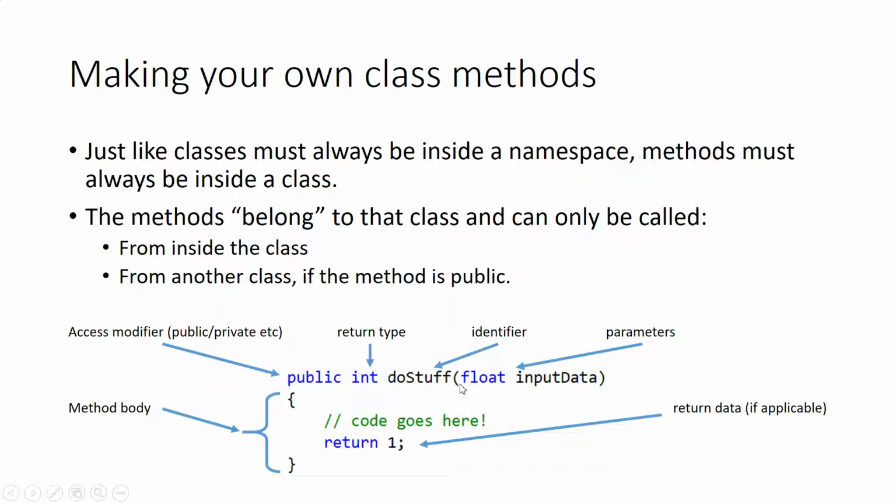And then inside parentheses, you have the parameters. It looks a bit like a declaration. You say what kind of thing you're expecting to receive, and then you use an identifier to refer to the name of some data that you do receive. Every time you call this method called doStuff, you need to provide a floating point number. And whatever number you provide, within these brackets, the method body, the actual code, will refer to that number as input data. So the code goes there, and in this case, because we do have a return type, we need to return something. I'm just going to return the number 1 as an example.